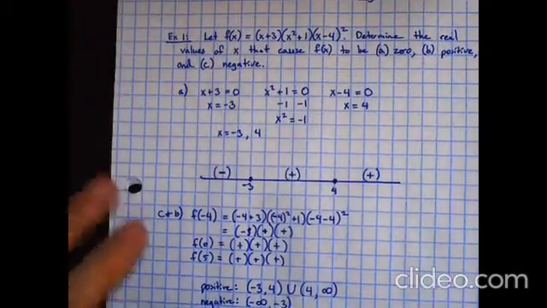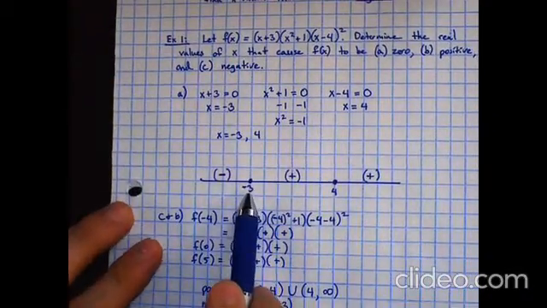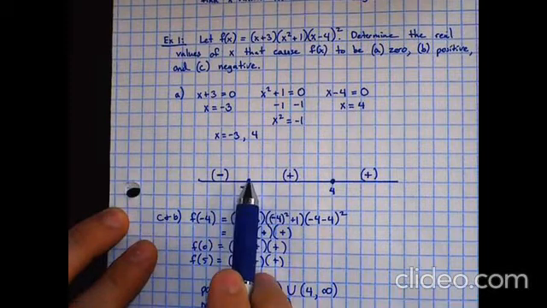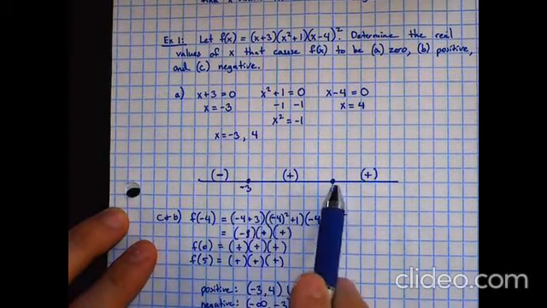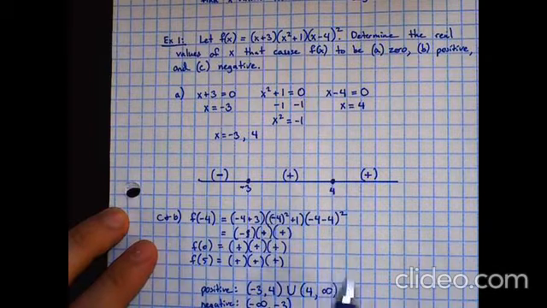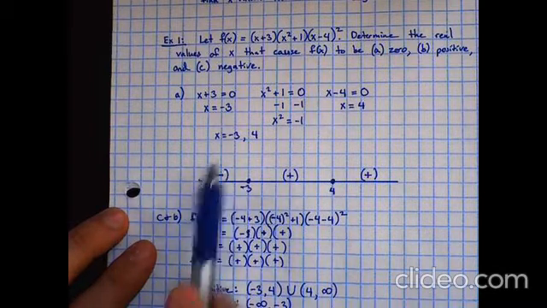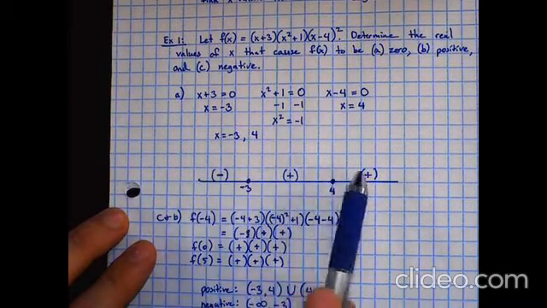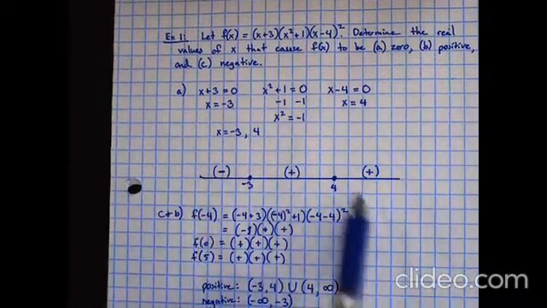this is called a sign chart. We got negative 3, so we know we're going to hit 0 here. And we got 4, so it's also going to hit here. What we're going to try to find is what's going to happen to the signs in between and on the outside of these numbers.